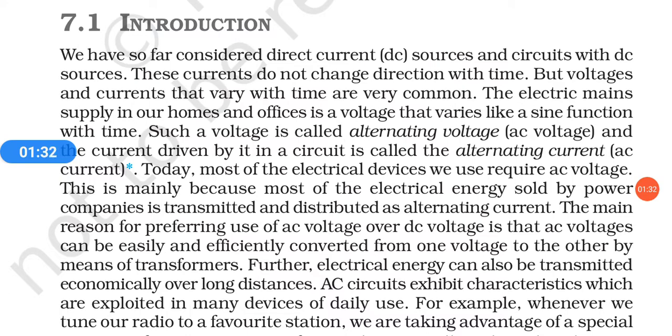The electric mains supply in our homes and offices is a voltage that varies like a sine function with time. I'll show you in the next slides what the sine function is. Such a voltage is called the alternating voltage.